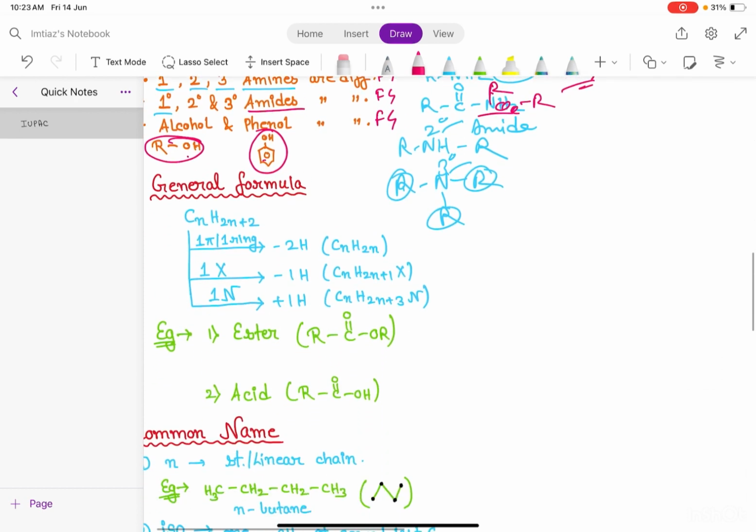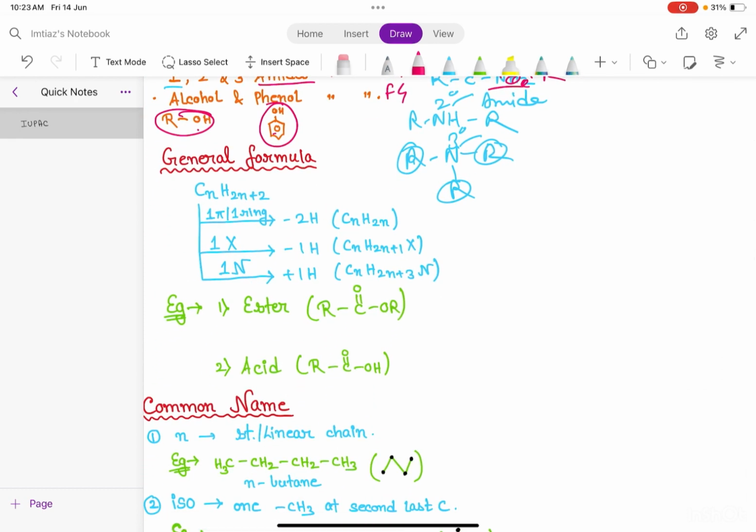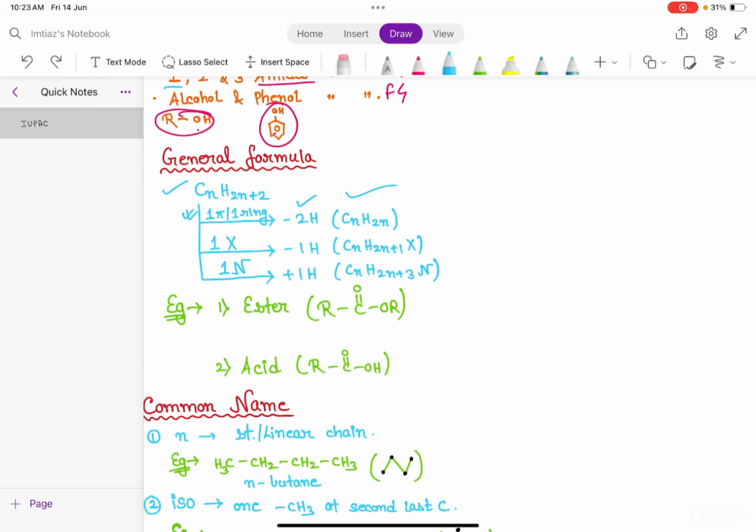Now coming to an important point, that is the general formula. By default, the general formula is CnH2n+2, and we'll modify it as per requirement. Whenever in the compound there is 1 pi bond or 1 ring, for each pi and each ring you deduct 2 hydrogen. So CnH2n+2 becomes CnH2n+2-2, removing 2 hydrogen if 1 pi or 1 ring is present. If one halogen is present, remove 1 hydrogen, and if 1 nitrogen is present, add 1 hydrogen.